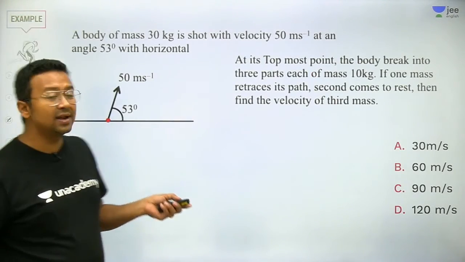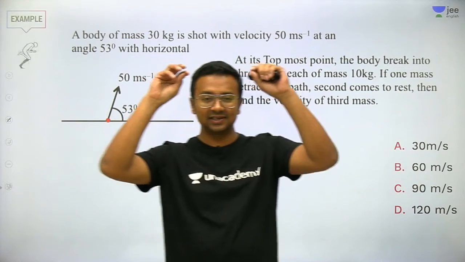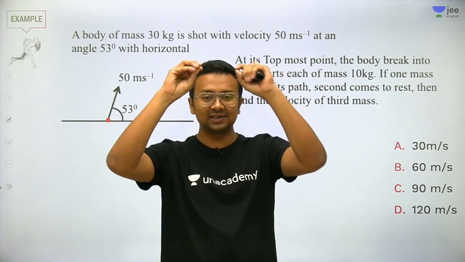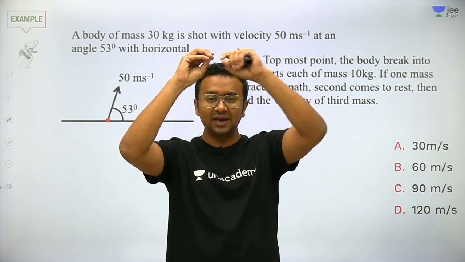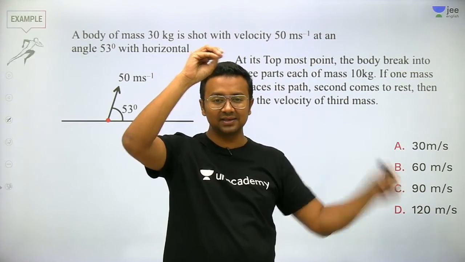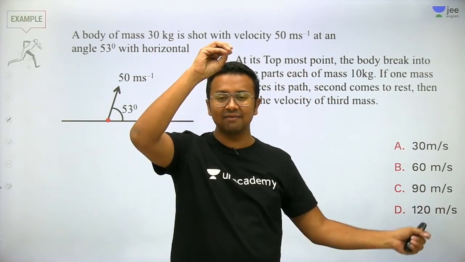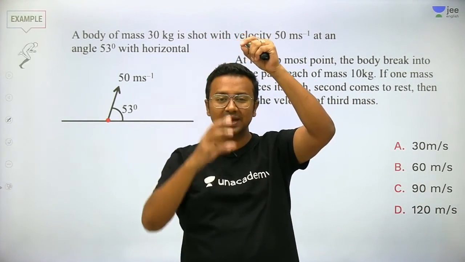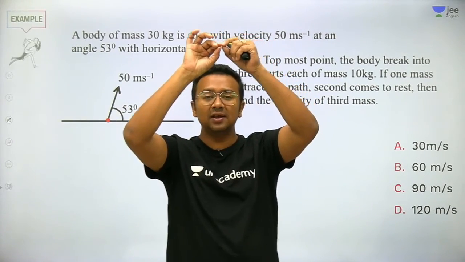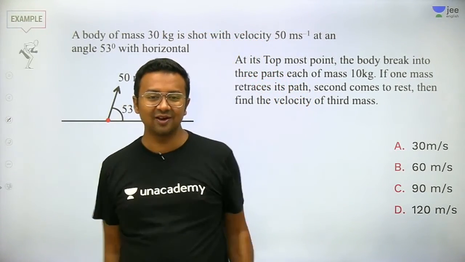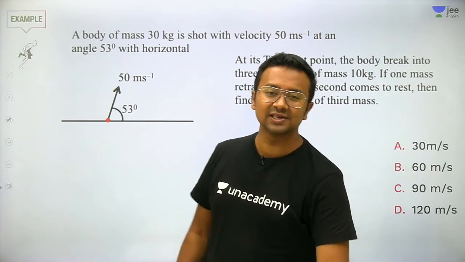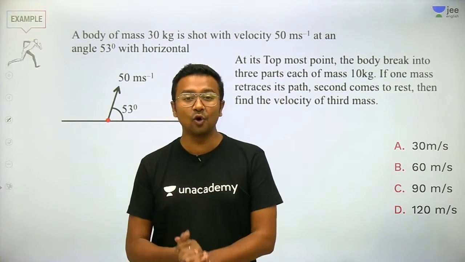At the highest point, it breaks into 3 parts. One part retraces back in the same way. The second one comes to rest and falls down. The third one will go with what velocity? All right, so what you need to do is apply conservation of momentum and you will get your answer.